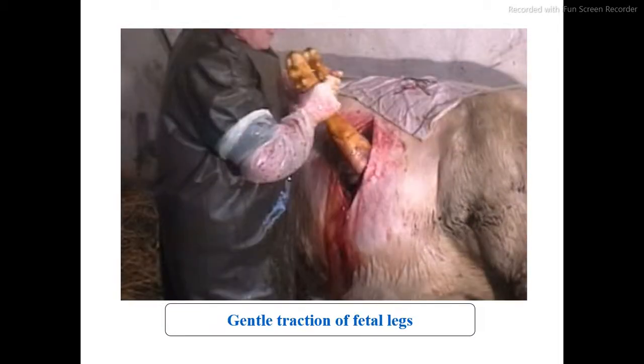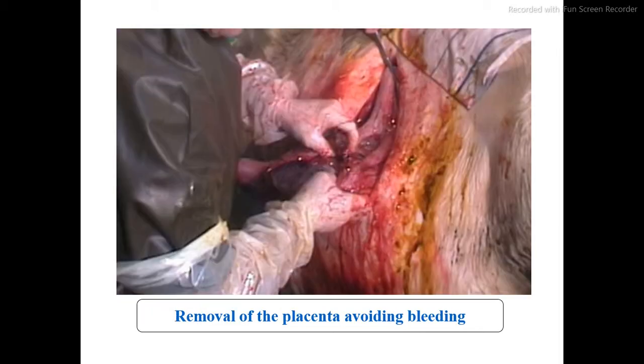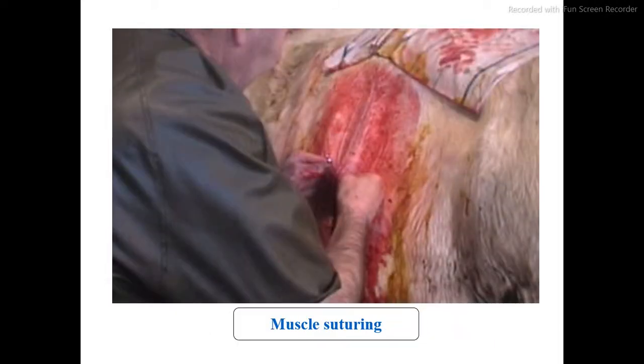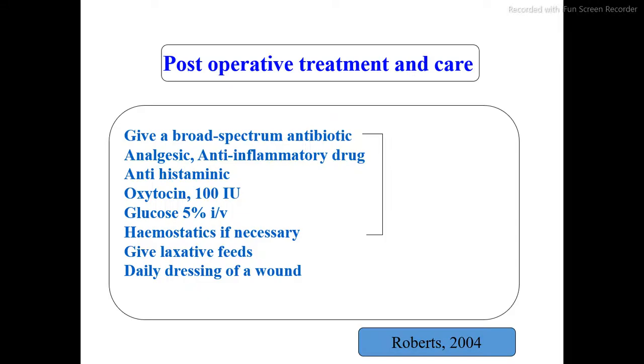Gentle traction of fetal legs. Gently remove the fetus, holding its limbs. Removal of the placenta avoiding bleeding. Muscle suturing. Care of newborn. Post-operative treatment and care. Give a broad-spectrum antibiotic, analgesic, anti-inflammatory drug, antihistaminic, oxytocin 100 IU, glucose 5% I/V, hemostatics if necessary. Give laxative feeds. Daily dressing of the wound.